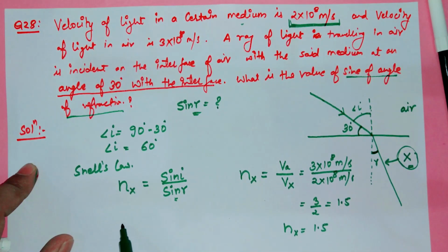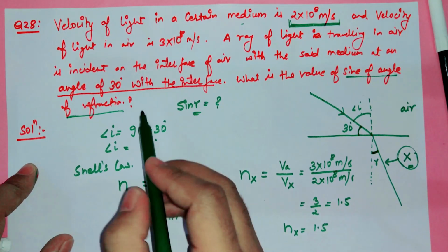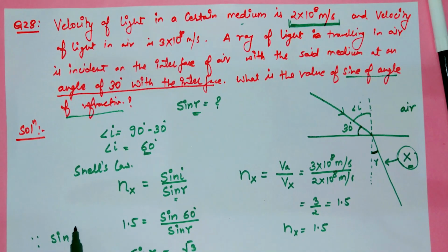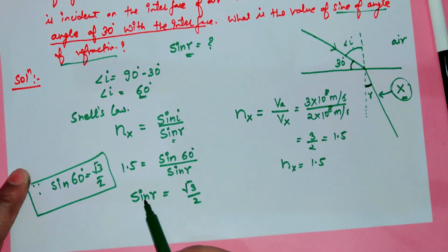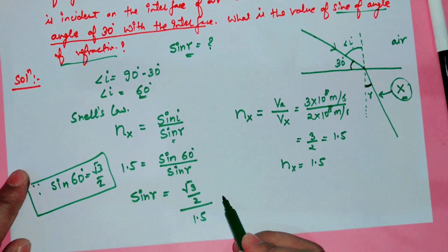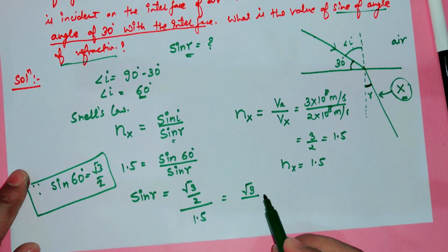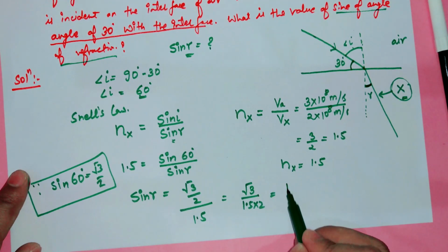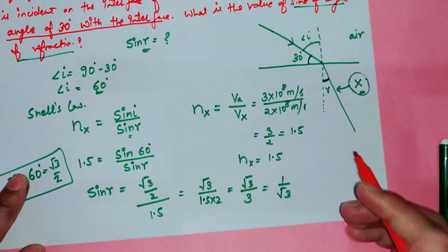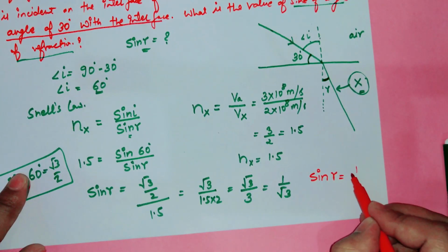So put this value in this equation: 1.5 is equal to sine I, which is sine 60 degree, divided by sine of R. We have to calculate sine R. We know that sine of 60 degree is equal to root 3 by 2. Again, remember the table. So sine R is equal to root 3 by 2 divided by 1.5. This is root 3 divided by 1.5 into 2, which is root 3 by 3, and we can say this is 1 by root 3. So our answer is: sine of angle R is equal to 1 by root 3.